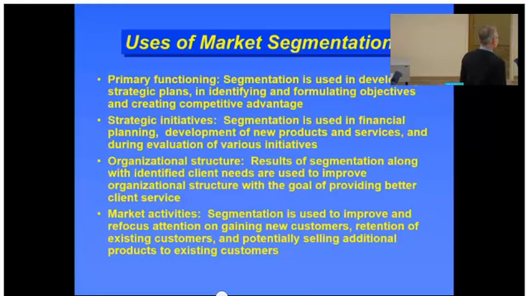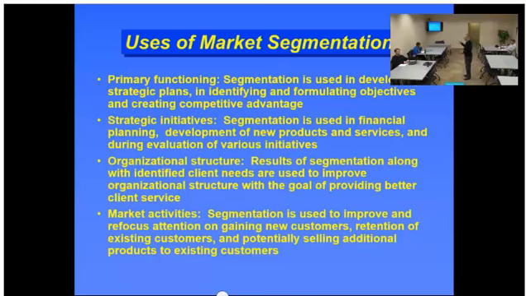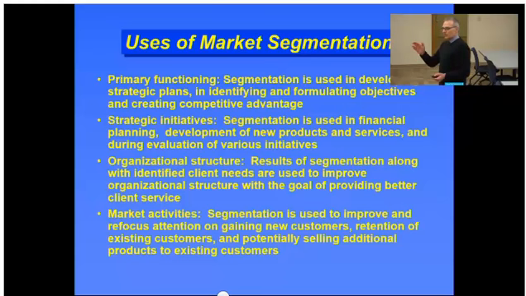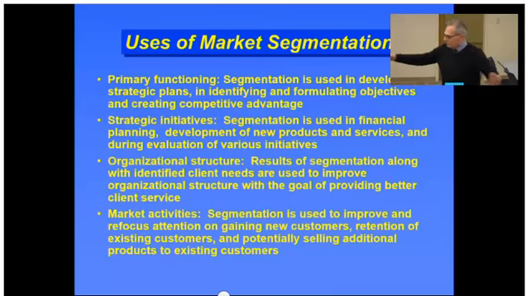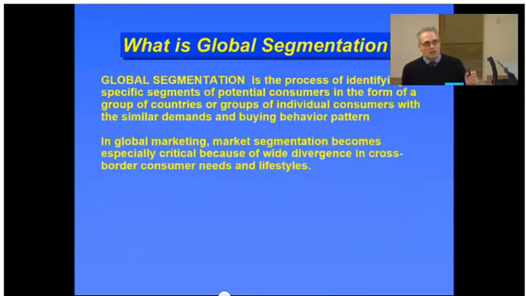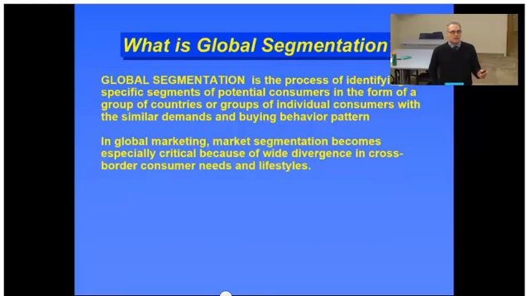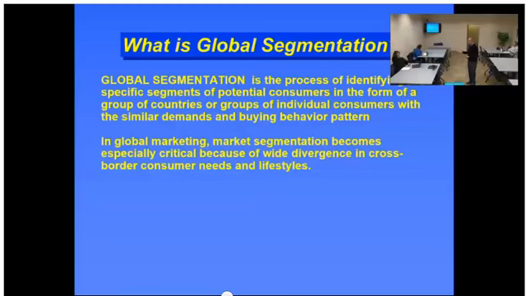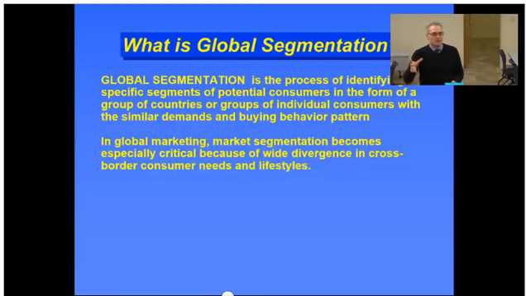Starbucks, what's their breadth? They got coffee. They got some types of food. What else? But they go pretty deep in their different alternatives of coffee, right? You have so many. All right. Global segmentation, on the other hand, is the process of identifying specific segments of potential consumers in the form of a group of countries or group of individual consumers with similar demands and buying behavior patterns. Right, so we're looking for groups with similar needs. In global marketing, market segmentation becomes especially critical because of wide divergence in cross-border consumer needs and lifestyles. Okay? Just comparing the U.S. market to the Japanese market for Starbucks.